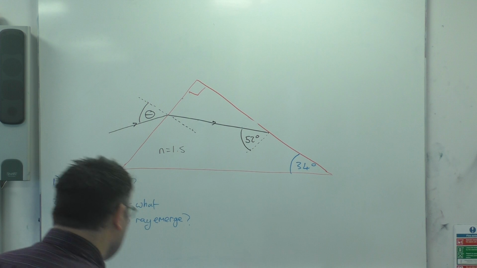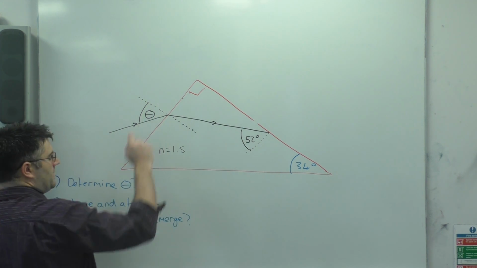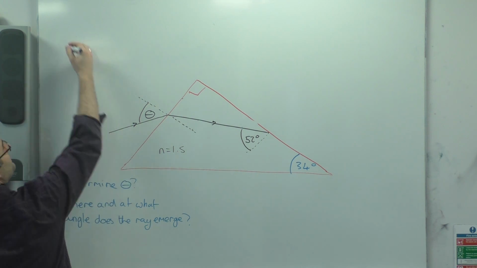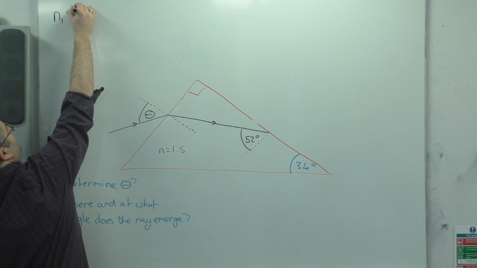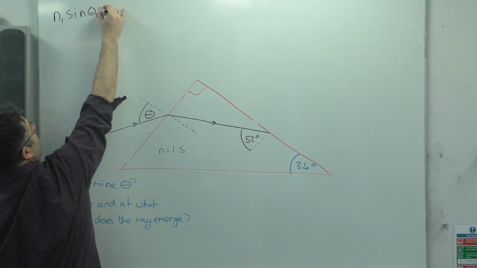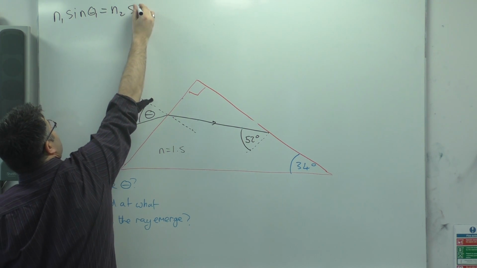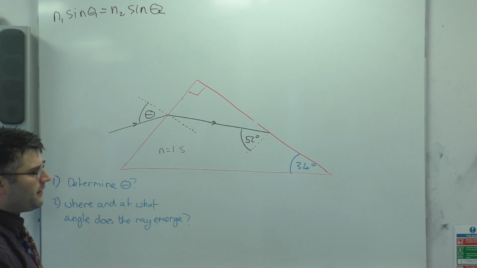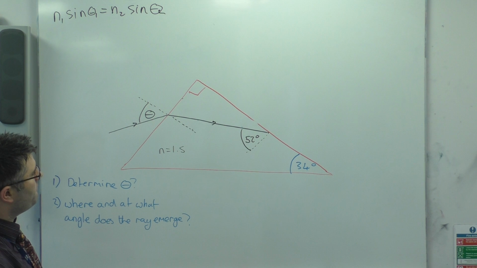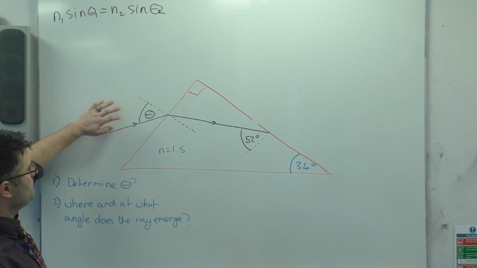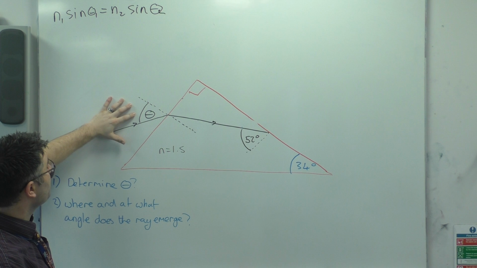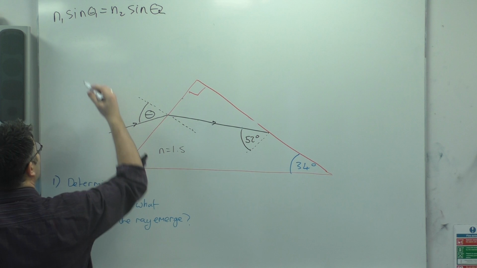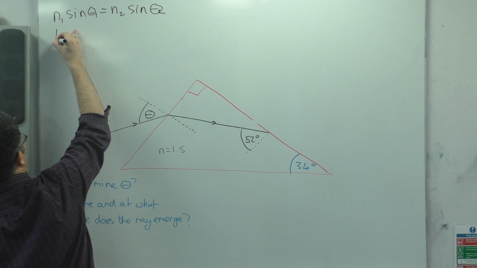Okay, so in order to determine theta, we need to utilise Snell's law. That's what we've got to use here. So Snell's law is n1 sine theta 1 is equal to n2 sine theta 2. Now we need to identify what all these terms are. All these terms represent different things in this question. So theta 1 is what we're going to be looking for. That's that value right there.